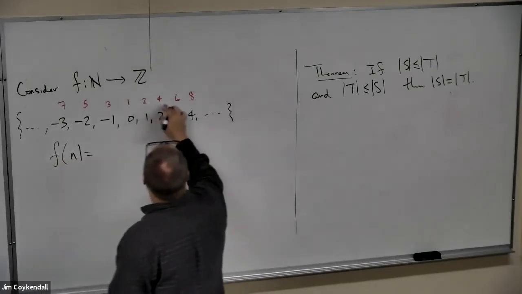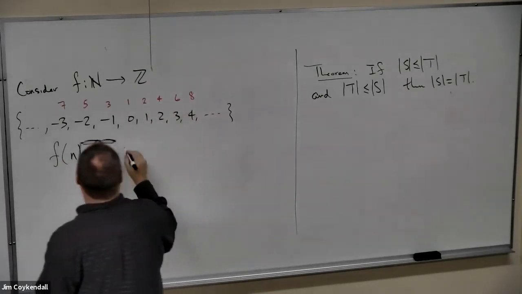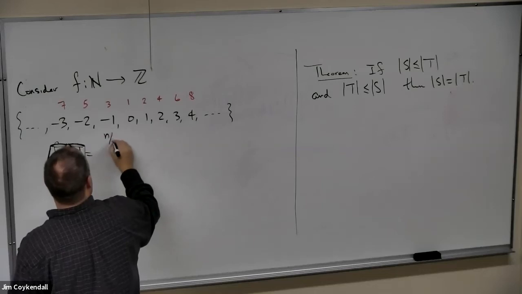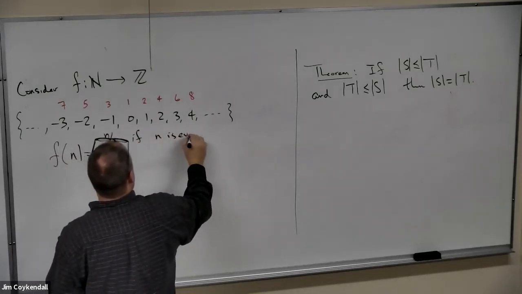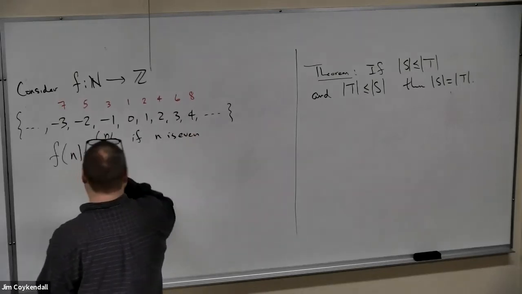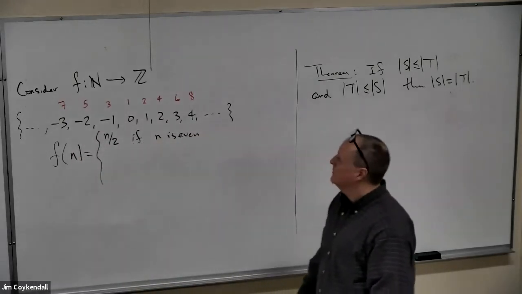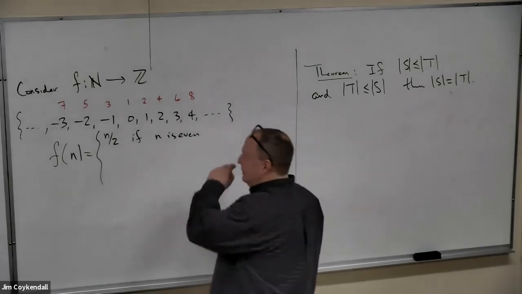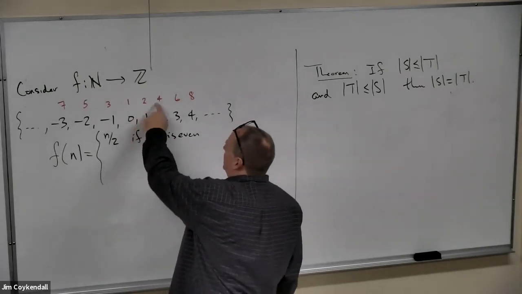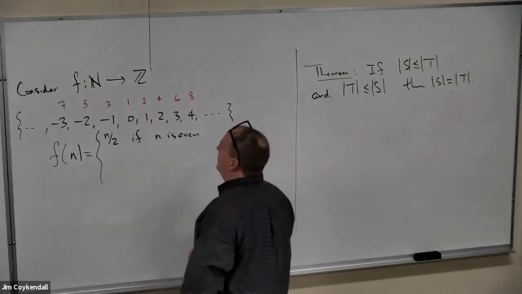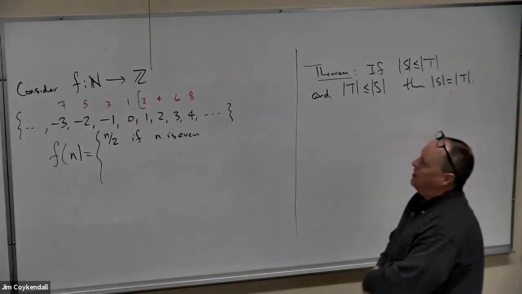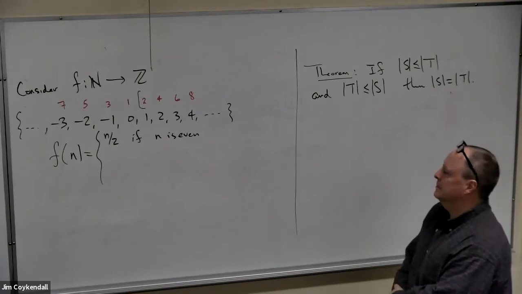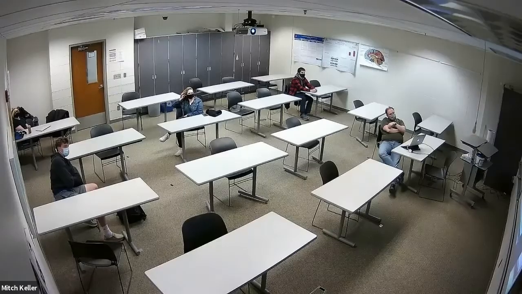Well, looks like for the evens, you cut it in half, right? N over 2, if N is even. I agree with it. So 2 goes to 1, 4 goes to 2. So I'm basically taking care of this bit. What if it's odd? 1 minus n over 2.